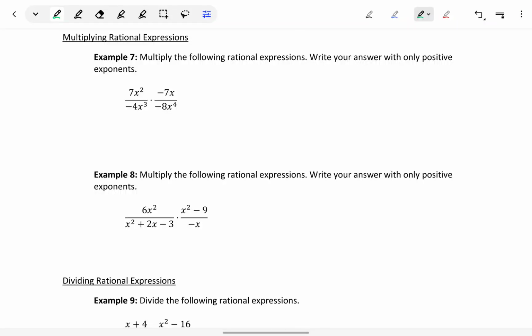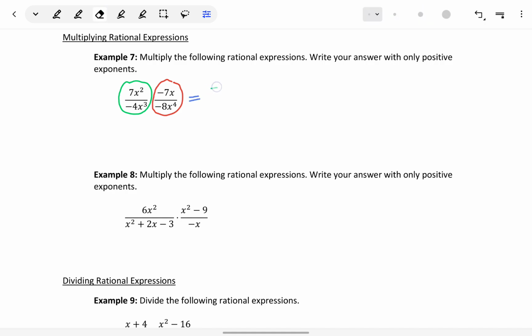The rules for multiplying two rational expressions together are very similar to the rules for multiplying two fractions together. We multiply the numerator straight across, we multiply the denominator straight across, and we look for any common factors or anything that we can reduce between the numerator and denominator. In this case, we have the rational expression 7x squared over negative 4x cubed times negative 7x over negative 8x to the fourth.